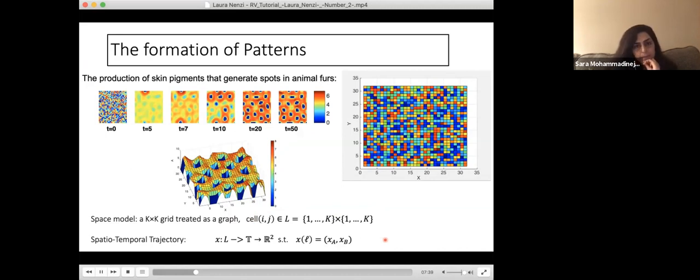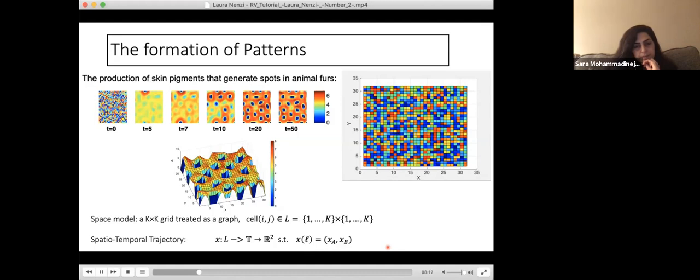The spatial temporal trace describes the concentration of the protein A and B in each cell of the grid at each time step. And this is generated by a reaction diffusion system that we discretize according to a finite difference scheme as an ordinary differential equation, where the variables are exactly the cells of our grid.